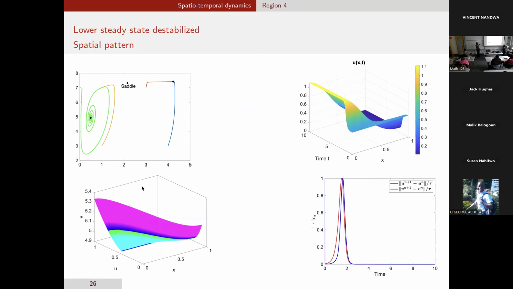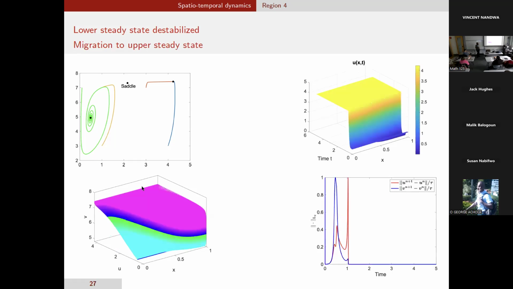So diffusion only affects this other steady state, of which if we introduce diffusion, you either migrate to the upper one or you end up forming the spatial patterns. And so here, you see we have a spatial pattern when this is destabilized. On this other second graph, we destabilize this, but now we end up migrating to the above steady state.